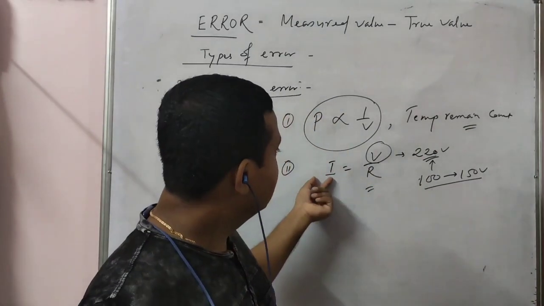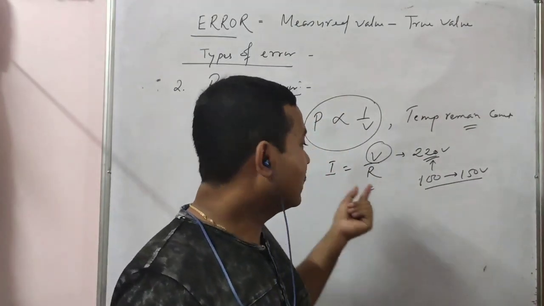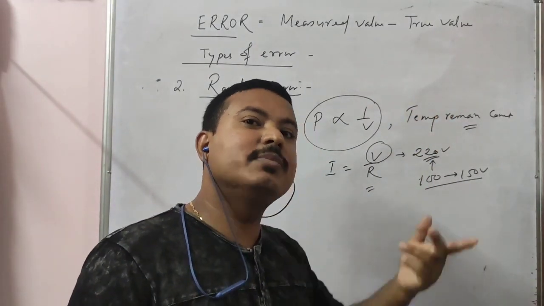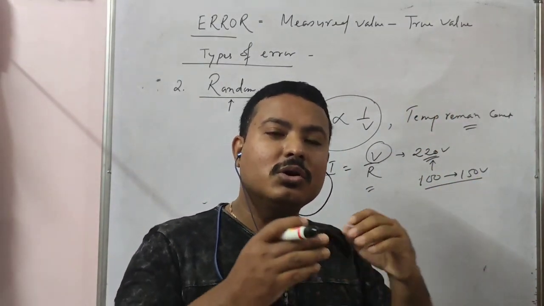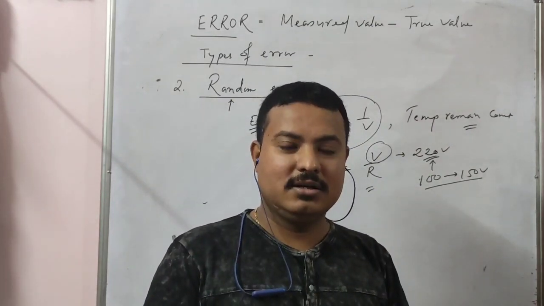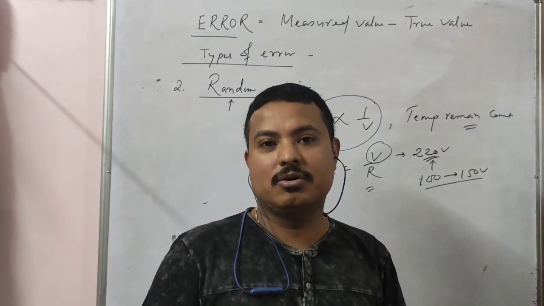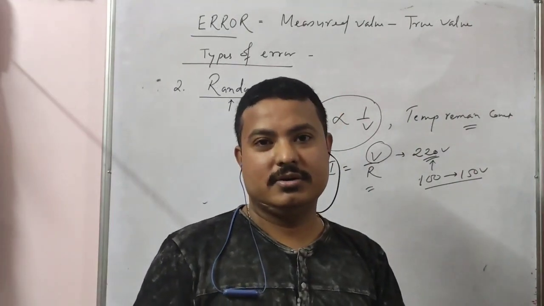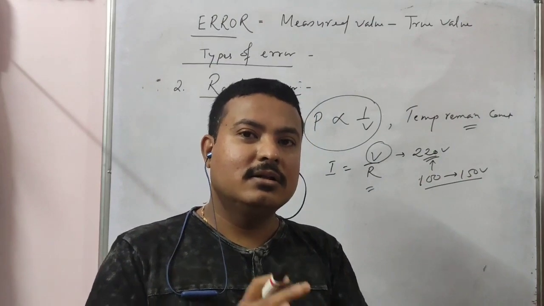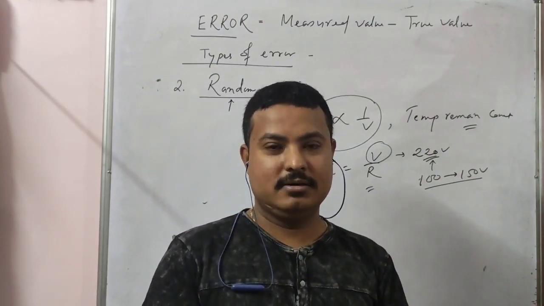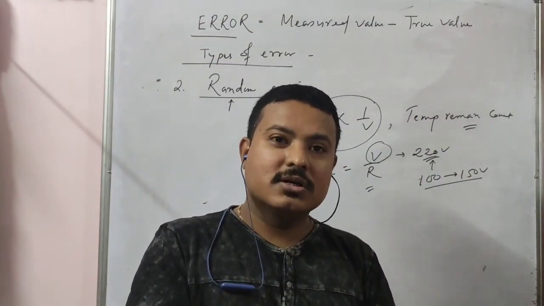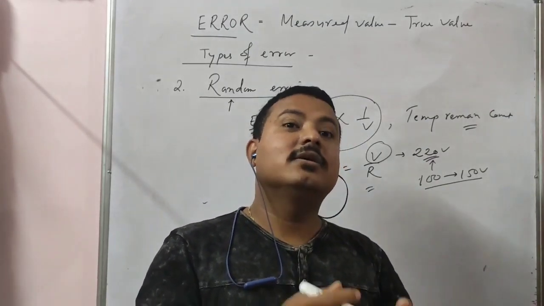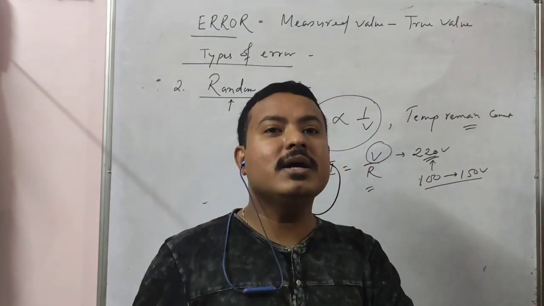So in that case, your measured value, the current, sometimes you will get more, sometimes you will get less, or sometimes it may be accurate. So you cannot predict what type of error you may encounter. So that type of error is called what? Random error. So random error means what? The errors of irregular pattern, or errors which may occur or may not occur, and it may be positive, it may be negative.